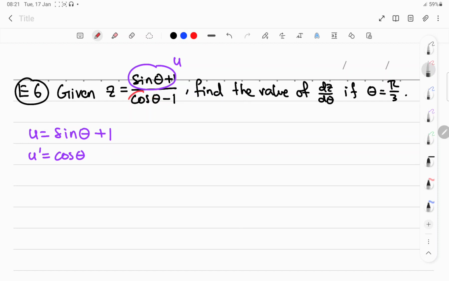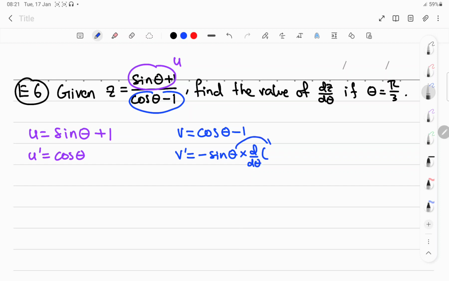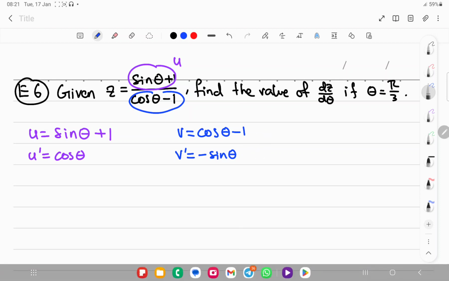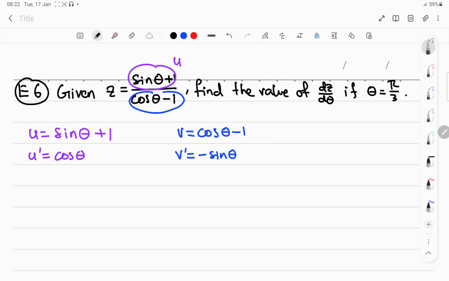Okay, next. Down here, blue color, this one is our v. v is cosine theta minus 1. We have v prime: cosine becomes negative sine, negative sine theta, multiplied by differentiation of the, not dx, d theta, my bad. Differentiation of the bracket, which is theta, becomes 1. So 1 no need to write. And then minus 0, differentiation of minus 1. So this one also no need to write. That leaves us with minus sine theta. So this one needs to use the quotient rule.